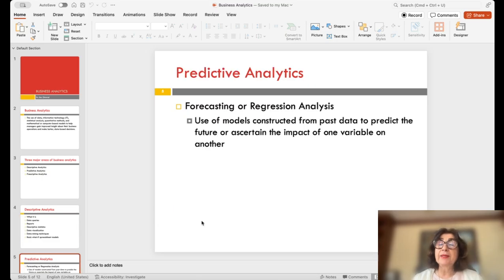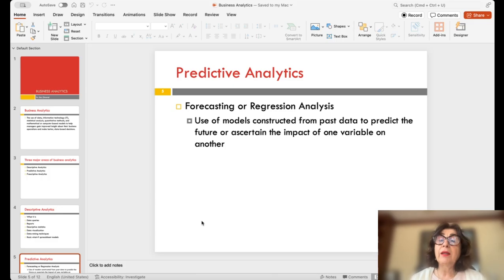Next one is predictive analytics. This type of analytics helps us with forecasting through regression analyses that tell us what is going to happen in the future. We can use our historical data, information data from the previous periods, and then we can use that to predict the future and tell that, okay, so if this is what happened in the past, we would expect this to happen in the future.